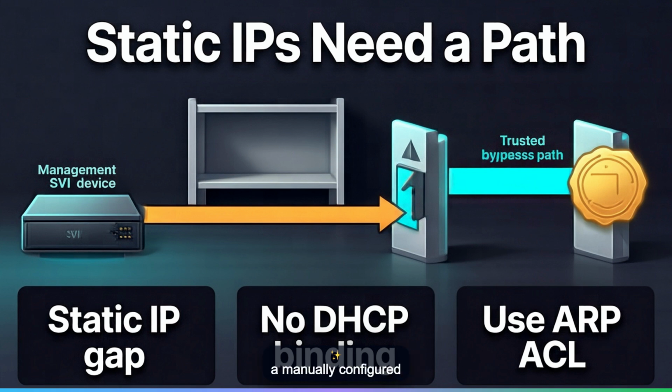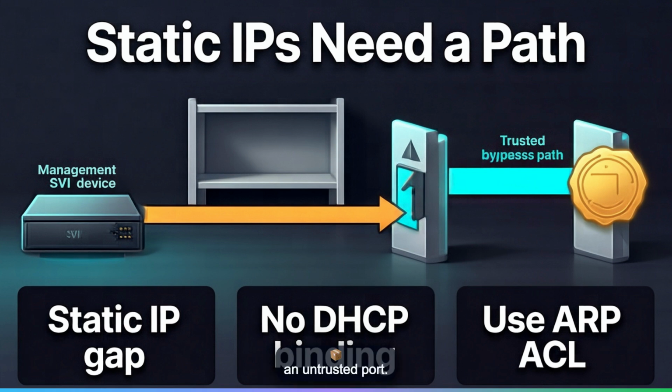Picture SW2 using a manually configured management SVI. It ARPs for the default gateway. If SW1 receives that ARP on an untrusted DAI port, SW1 checks its binding table, finds no DHCP-learned entry for SW2's static SVI address, and drops a perfectly valid ARP request. The fix is not to turn off DAI. The fix is to trust infrastructure-facing ports, or use ARP ACLs when you need a manual IP-to-MAC mapping on an untrusted port.